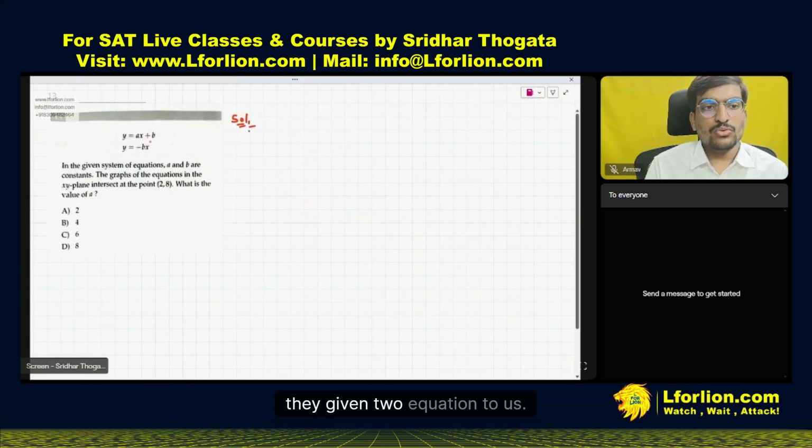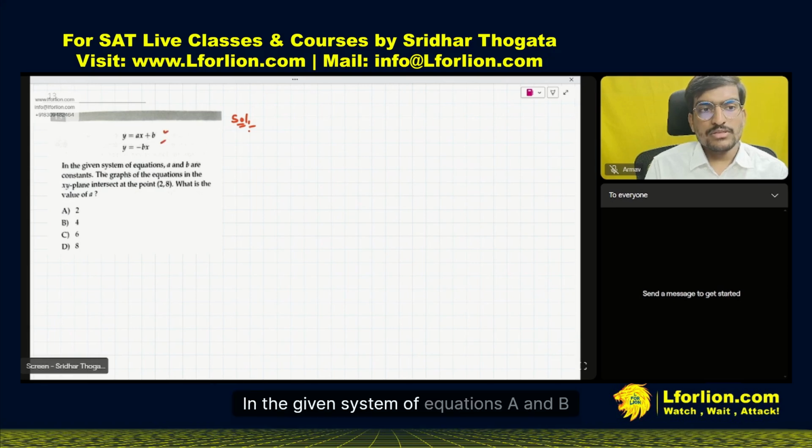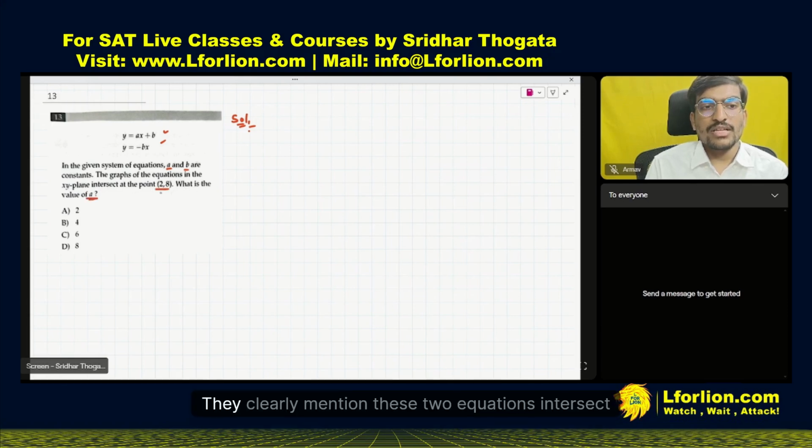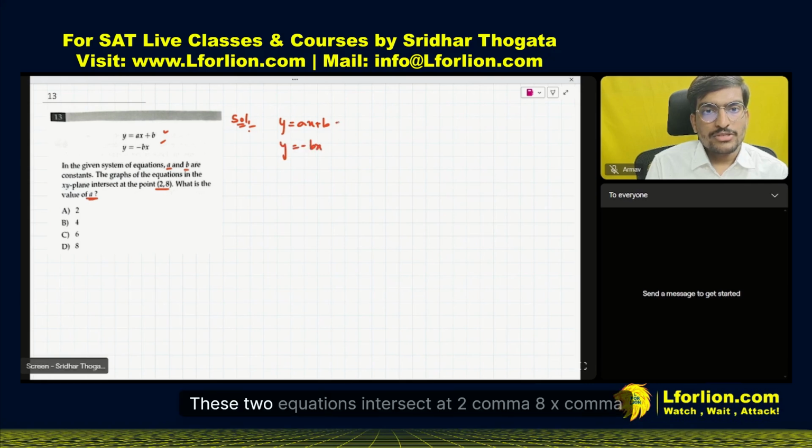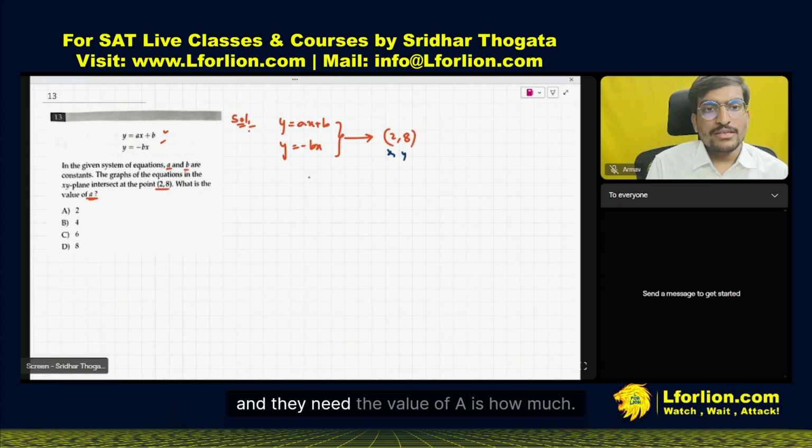Question number 13. In the given system of equations, a and b are constants. The graphs of the equations in the xy plane intersect at the point 2, 8. What is the value of a? They clearly mentioned these two equations intersect at 2, 8. y equals ax plus b, y equals negative bx. These two equations intersect at 2, 8, and they need the value of a.